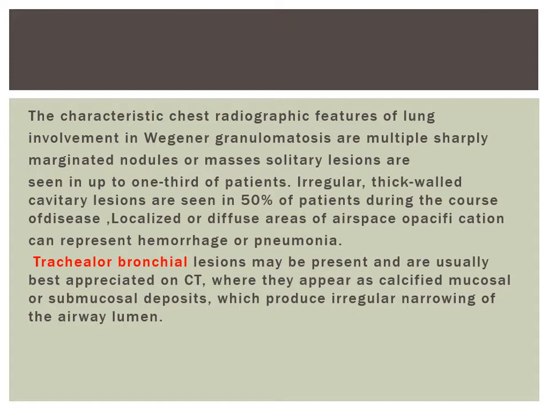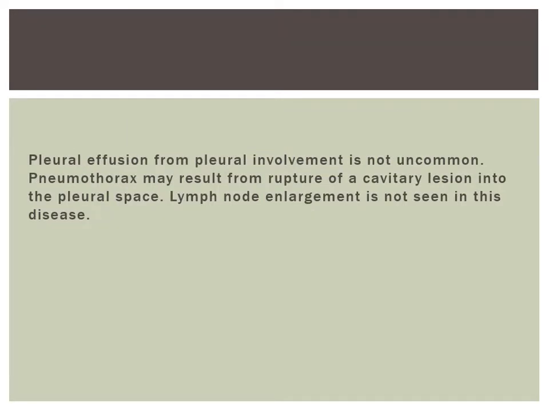Tracheal or bronchial lesions may be present and are usually best appreciated on CT. They may appear as calcified mucosal or submucosal deposits, which produce irregular narrowing of the airway lumen. Pleural effusion from pleural involvement is not uncommon. Pneumothorax may result from rupture of a cavity into the pleural space. Lymph node enlargement is not seen in this condition because it's a vasculitis.